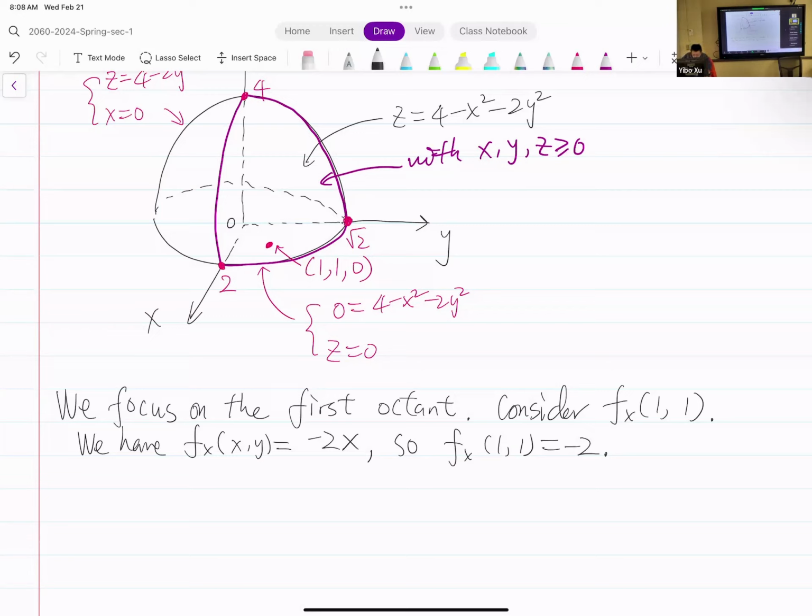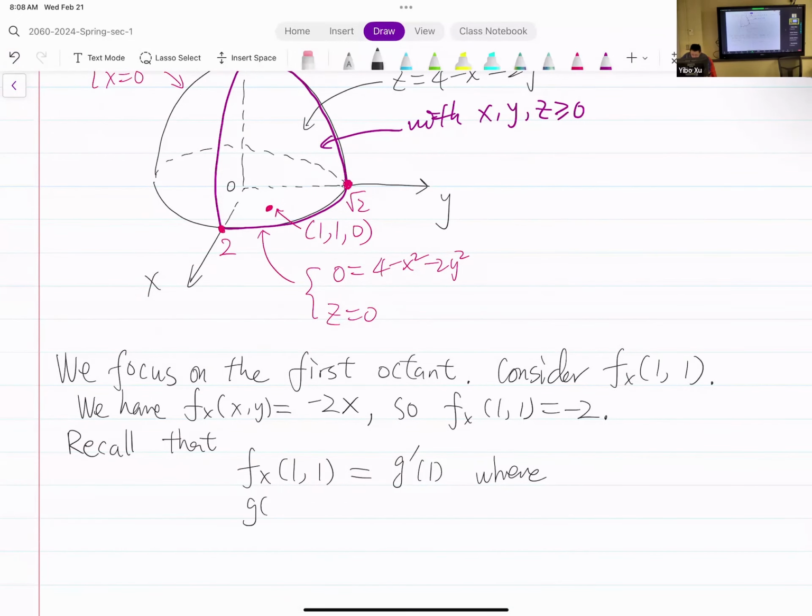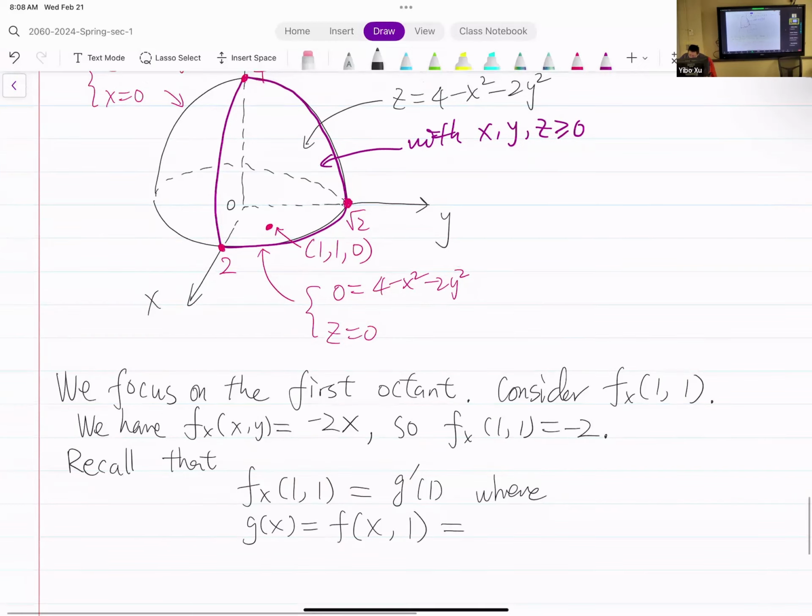We also recall this is exactly the instantaneous rate of change that we get when we fix y first. Recall that if we fix y first, we get a function g. So this is exactly the derivative of g at the input level 1, where our g function is exactly the restriction of our function where my y value is evaluated at 1. So on the top we have 4 minus x squared minus, now plugging y equal to 1, that's negative 2 here. So this is 2 minus x squared.